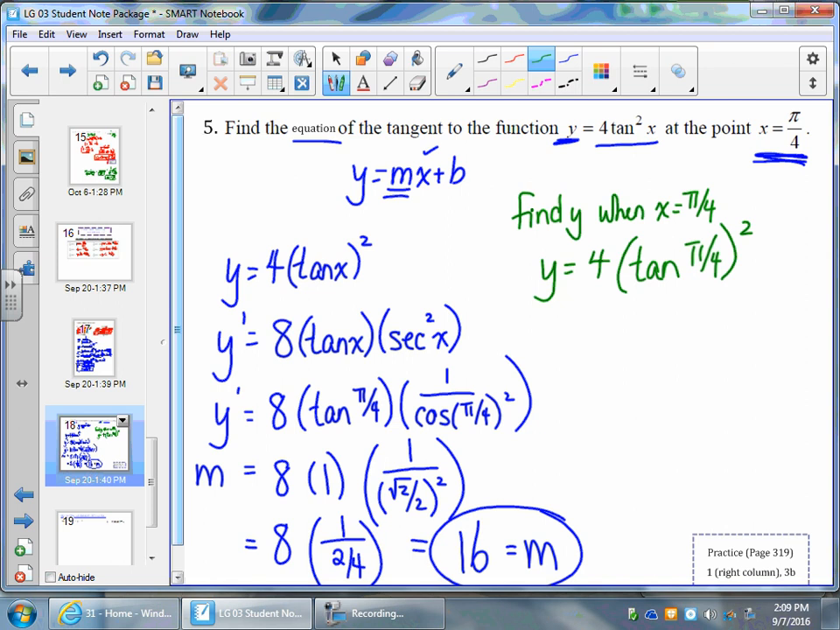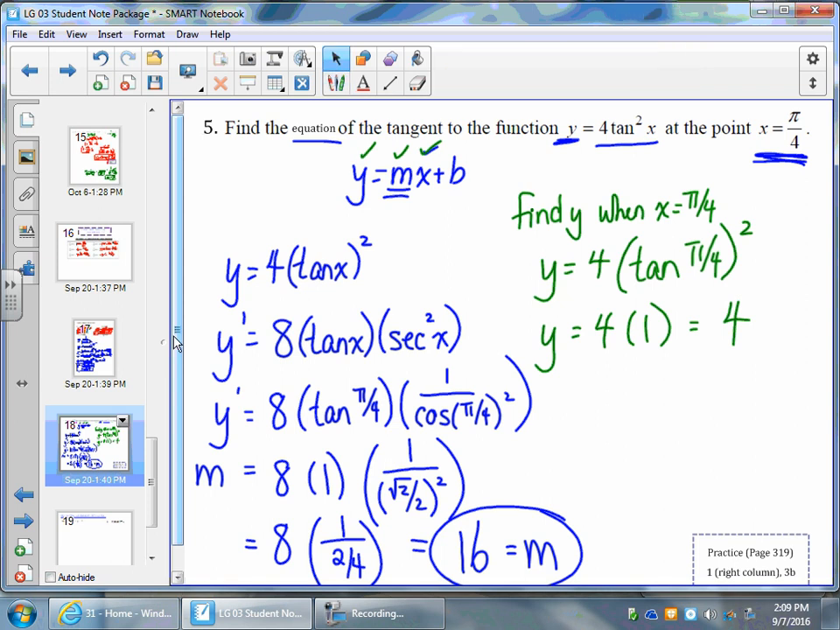Now we've done this heaps of times now. Tan of pi over 4, we should all know now is 1. 1 squared is 1, so 4 times 1 is going to be 4. So now we've got our y, we've got our m, and we've got our x. Now we can finally solve for our b value.